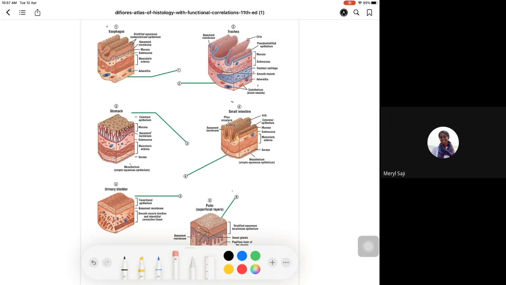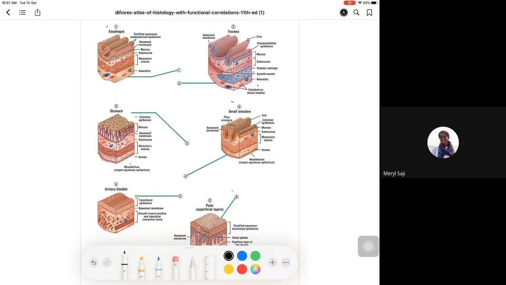Meryl, read the bladder, ma. Yes, sir. This one. Start with transitional epithelium, sir. Then they've given basement membrane, and then smooth muscle bundles and interstitial connective tissue, sir. What do you think? Transitional epithelium, can we use that word? No, sir. We use urothelium, sir.